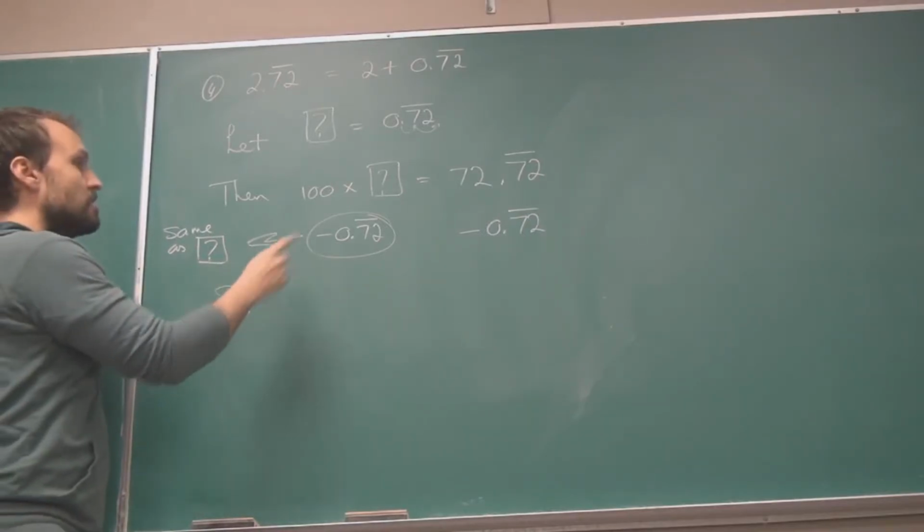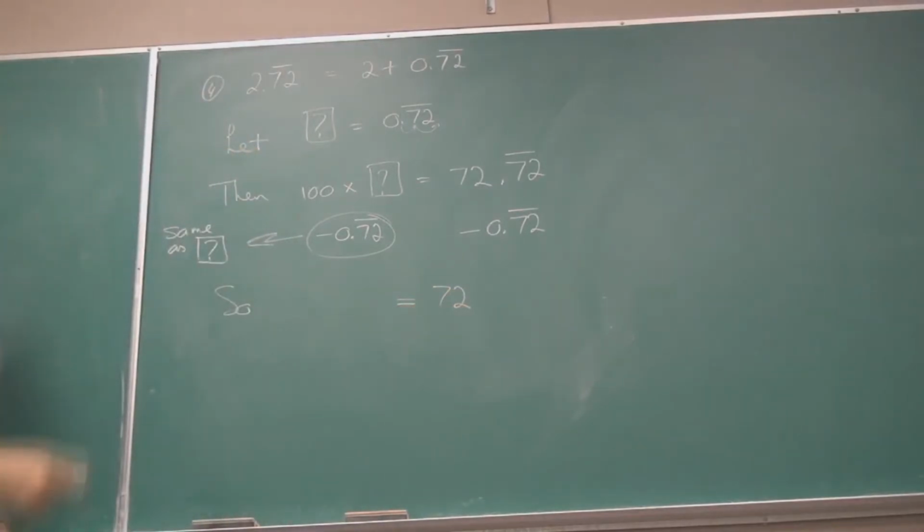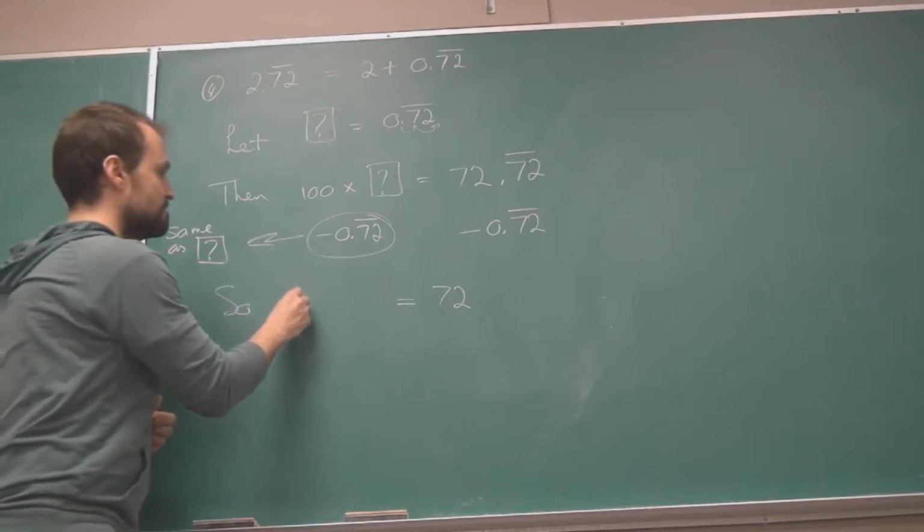So, on the right, what do I have? I have 72. On the left, what do I have? When I have 100 question marks, and I'm taking away one question mark, little Timmy can even say intuitively, I have 99 question marks.